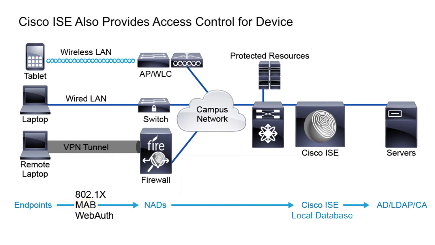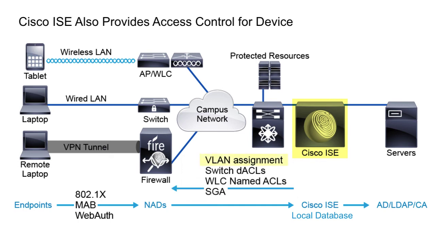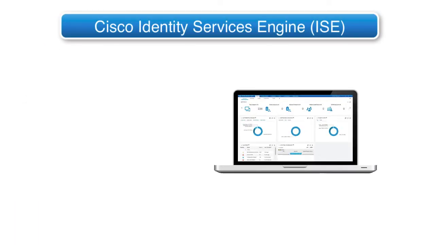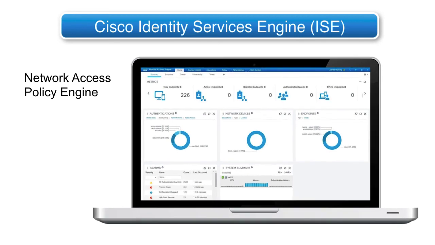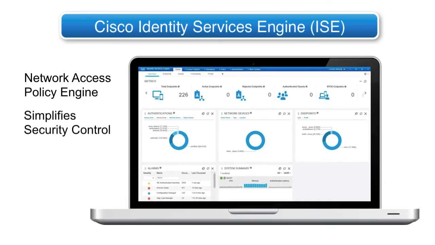Regardless of the mechanism used, in addition to Cisco ISE authenticating a request for access, it can also provide access control for the device. This includes mapping traffic to a specific VLAN, using dynamic or named access lists to restrict access, or by deploying a Security Group Access, or SGA, solution to establish a cloud of trusted network devices. Using Cisco ISE as the network access policy engine simplifies the delivery of consistent and highly secure control across wired, wireless, and VPN connections.